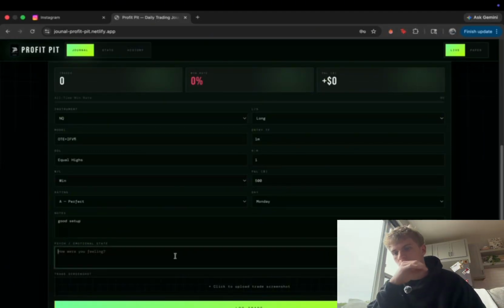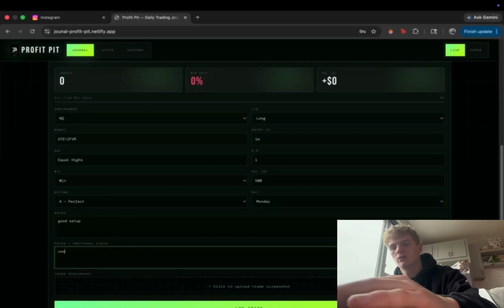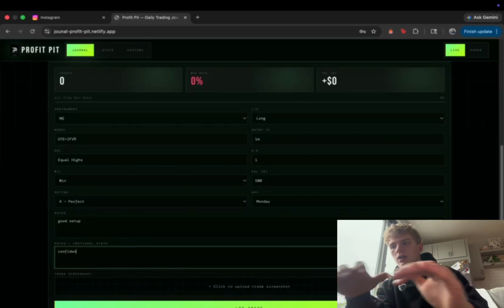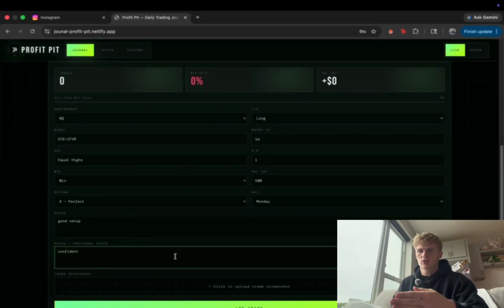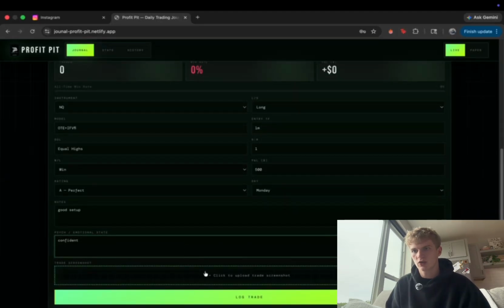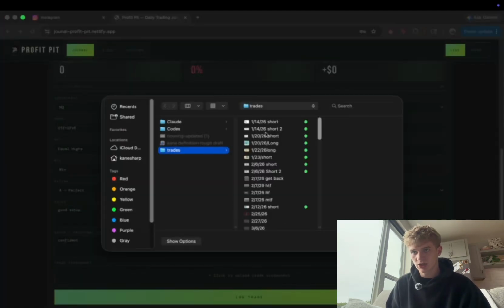And psych, how are you feeling? This is if you wanted to revenge trade, this is where you would write it. If you were hesitant, this is where you would write it. And you can also add a screenshot of your trade.